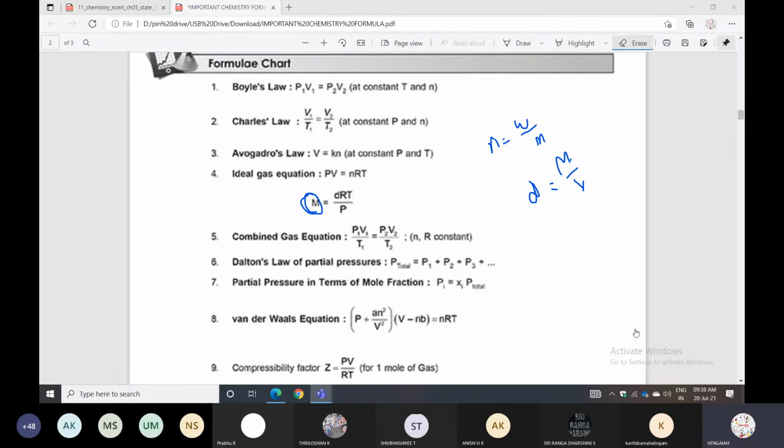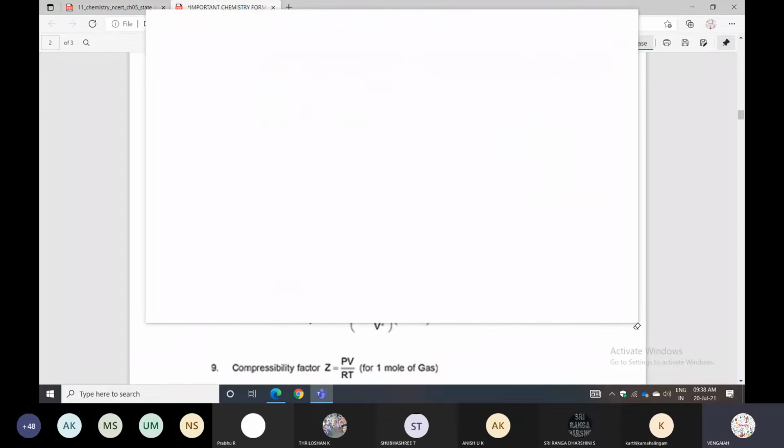So now we'll go for the questions and answers, exercise questions alone. Practice these formulas one time. Very, very important, okay?